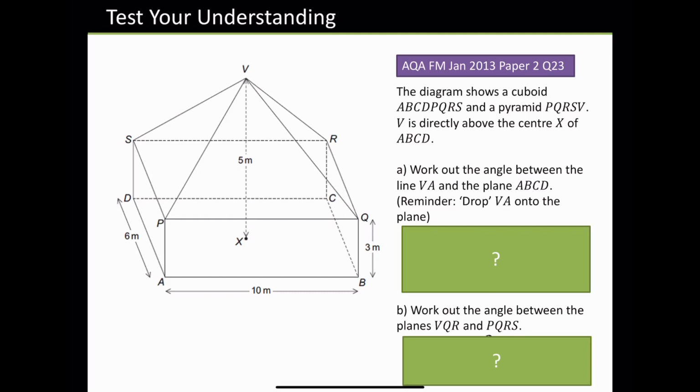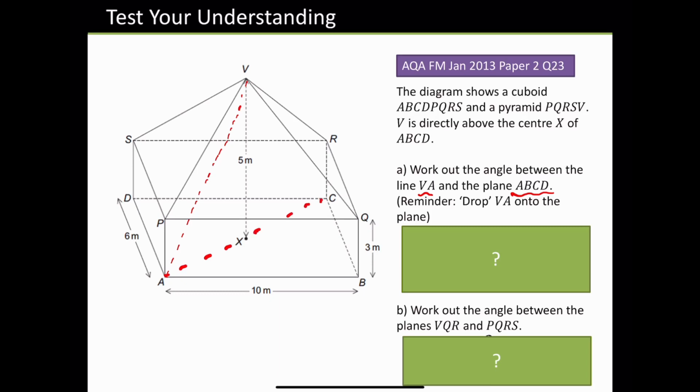So can you pause the video and try this question again? So let's go through this. Work out the angle between line VA and ABCD. So VA. So whenever you're doing these questions, I suggest use a pencil in order to actually highlight what you're looking for each time.